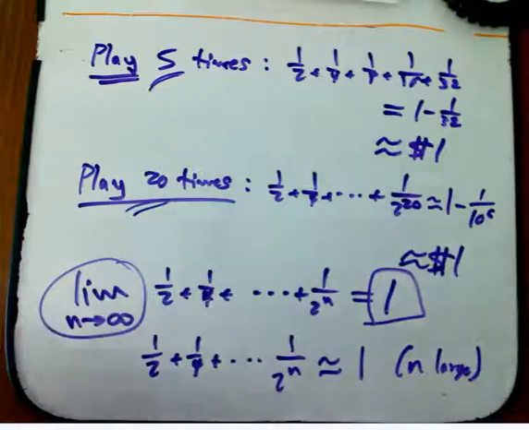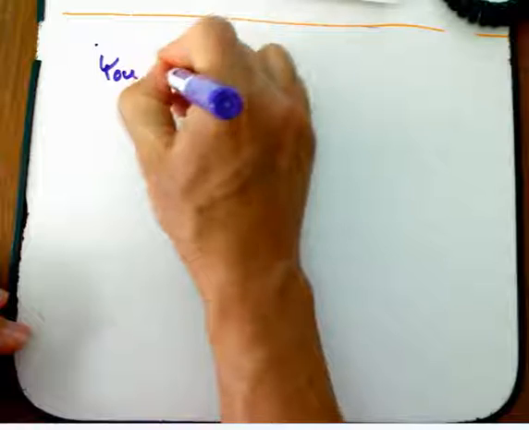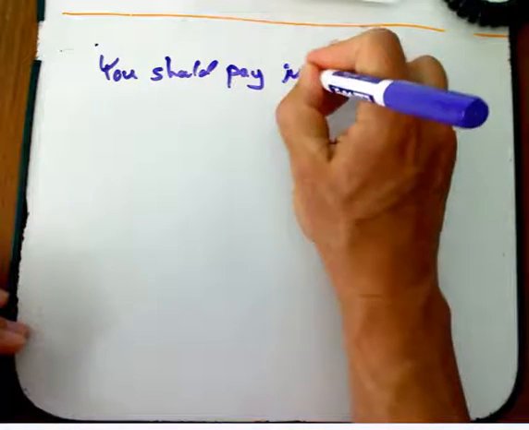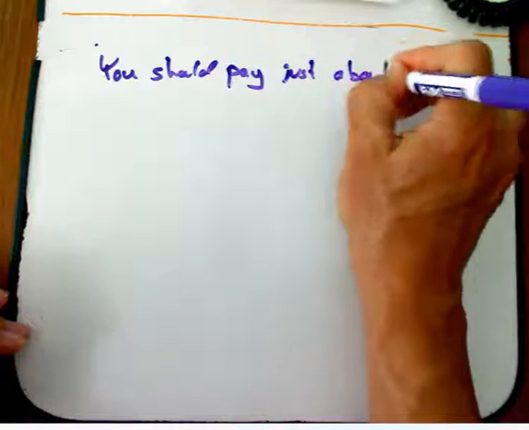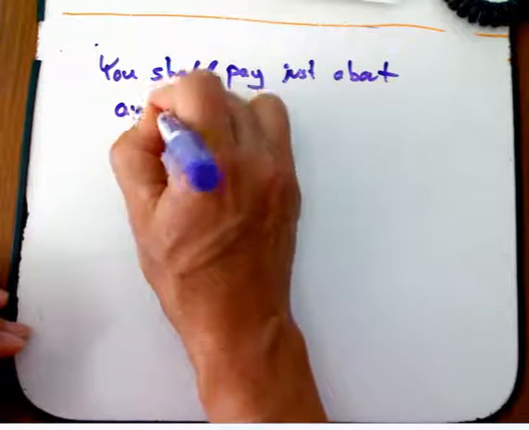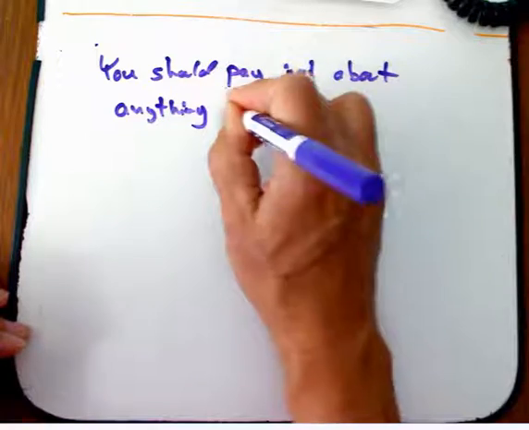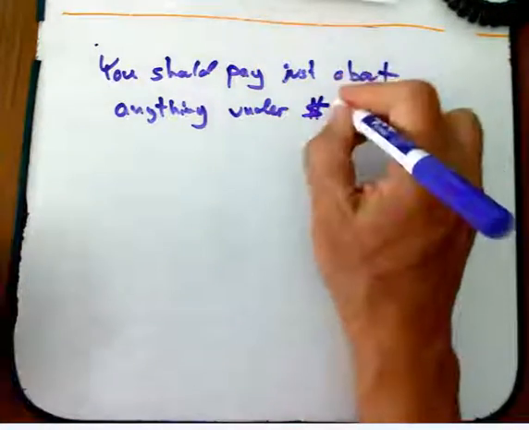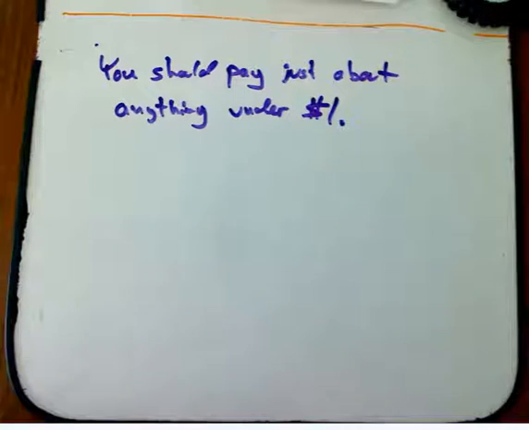So the simple takeaway, and this is really what you should take away from this example, is you should pay just about anything under $1. And again, this is if you do it habitually. If you do it like a one-off, then it's just random. You can't make these kind of really simplistic statements.